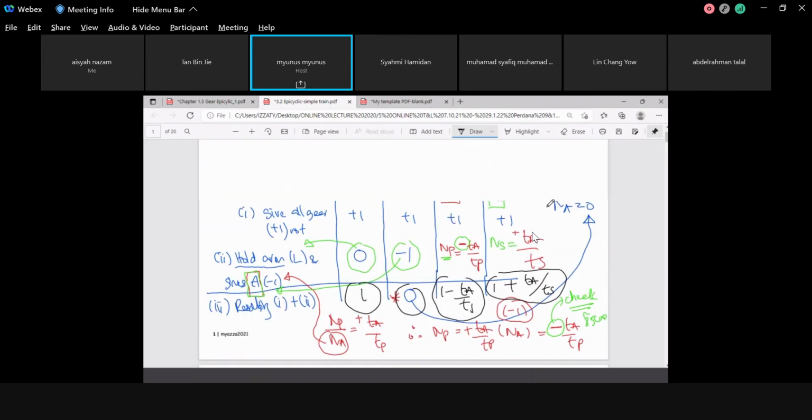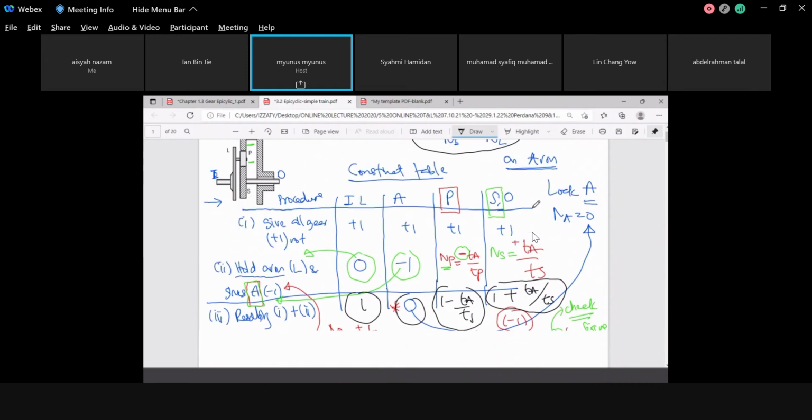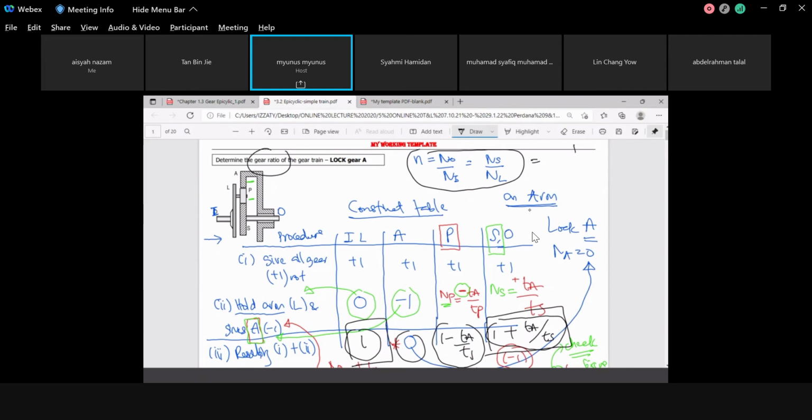Okay, so what does the question ask us to define? To define the gear ratio. Then you pick up from the table. This one is your O, this one is your I. So the result will become 1 plus TA by TS divided by 1. That will be the result. Understand or not? Yes, sir.